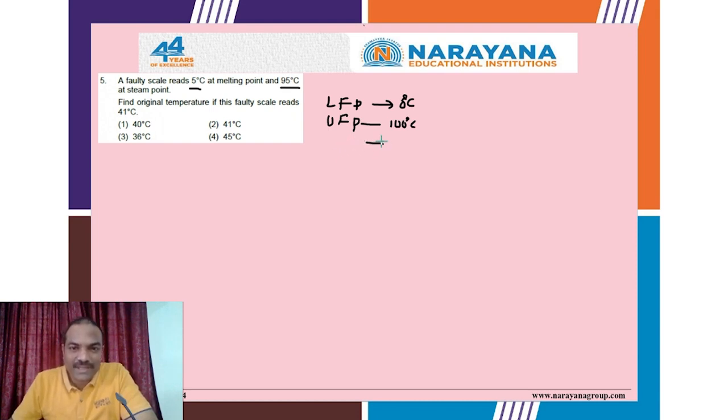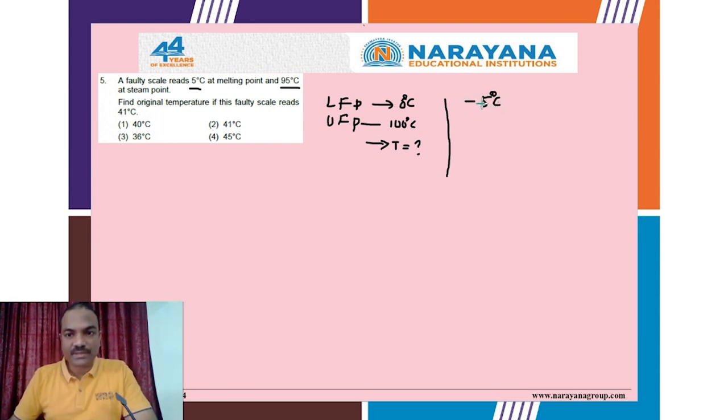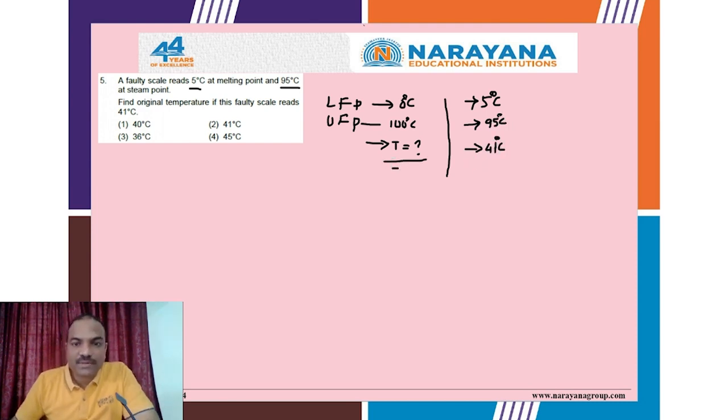So the actual temperature T is the value. This is the actual scale we have. Now what about the faulty scale? The faulty scale reads the lower fixed point as 5 degrees centigrade. It's not minus, okay. And then the upper fixed point is 95 degrees centigrade. And what is the reading? The reading is 41 degrees centigrade. Understood? Now they are asking for the original temperature.